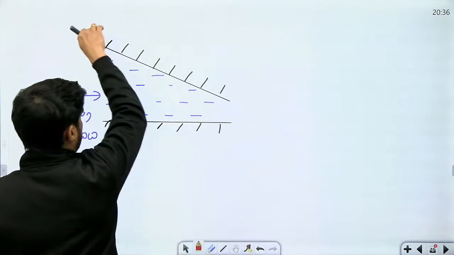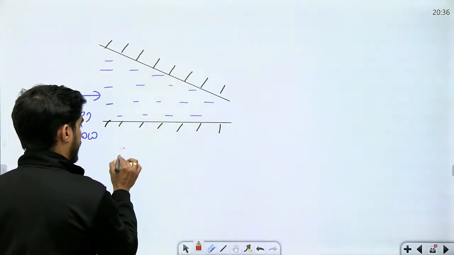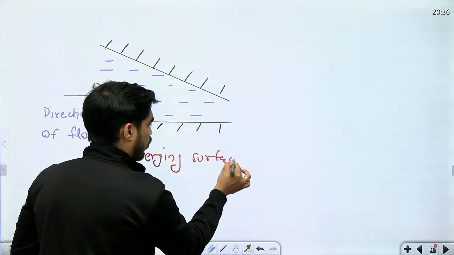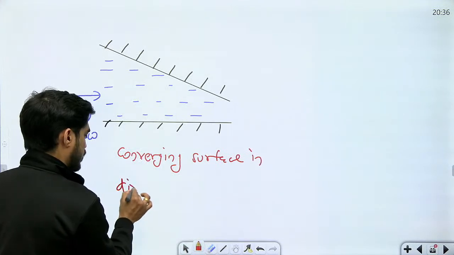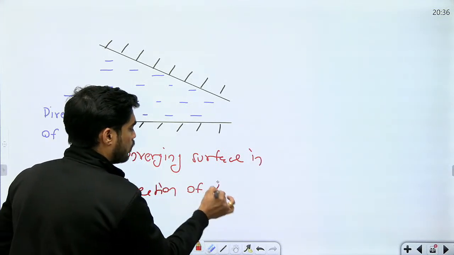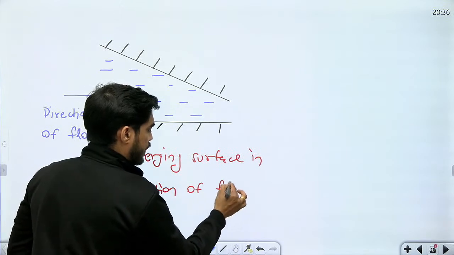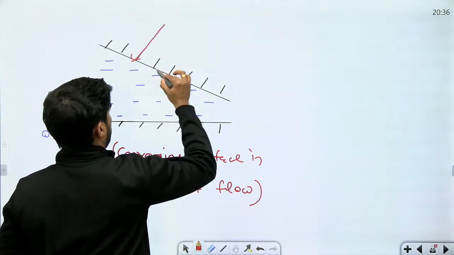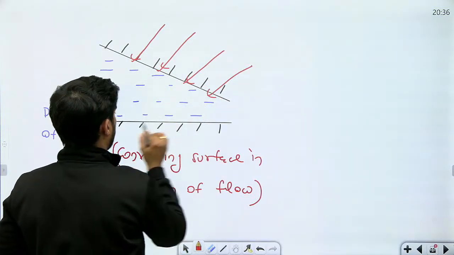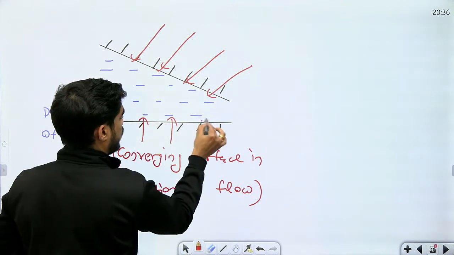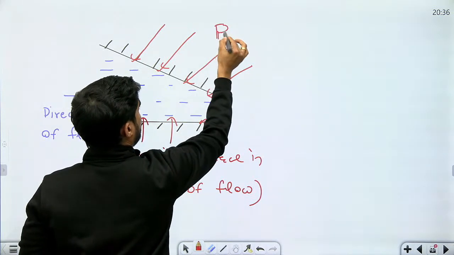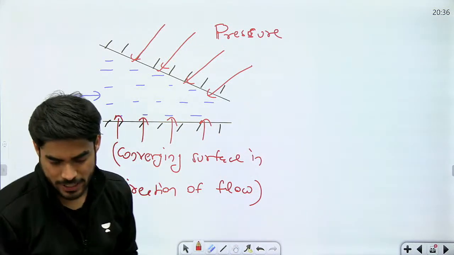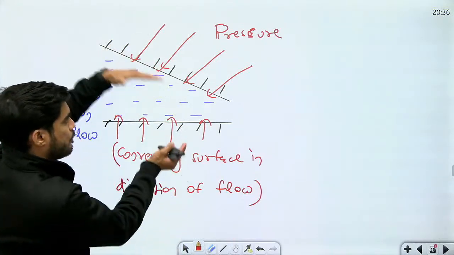So this is a converging surface in the direction of flow. What is going to happen, beta? Pressure will be created in this fluid, perpendicular to this surface. The fluid will be pressurized.